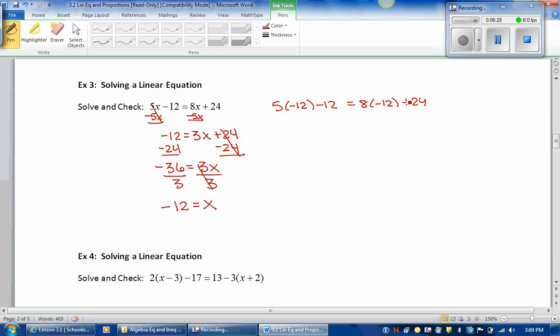5 times a negative 12 is a negative 60. 8 times a negative 12 is a negative 96. Negative 60 minus 12 is negative 72. Negative 96 plus 24 is also a negative 72, and that checks.